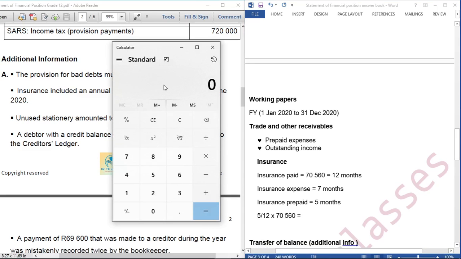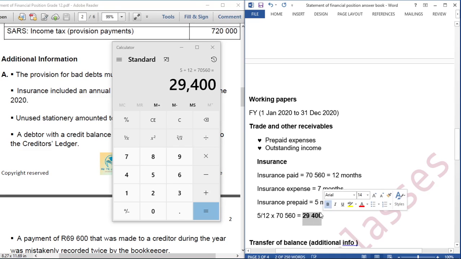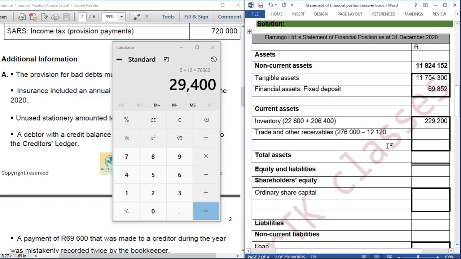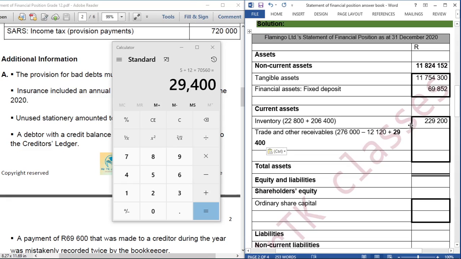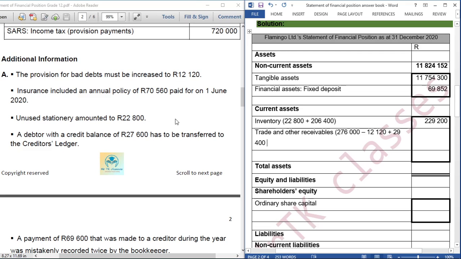What do we get? We are going to say 5 over 12 multiplied by 70,560. We are going to get 29,400. This is our insurance prepaid. So we are going to add 29,400 insurance prepaid, right? Then unused stationery, we are done with this.